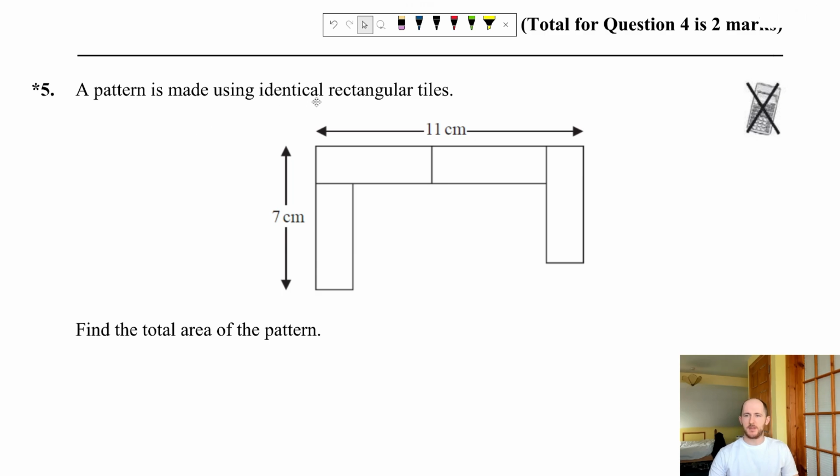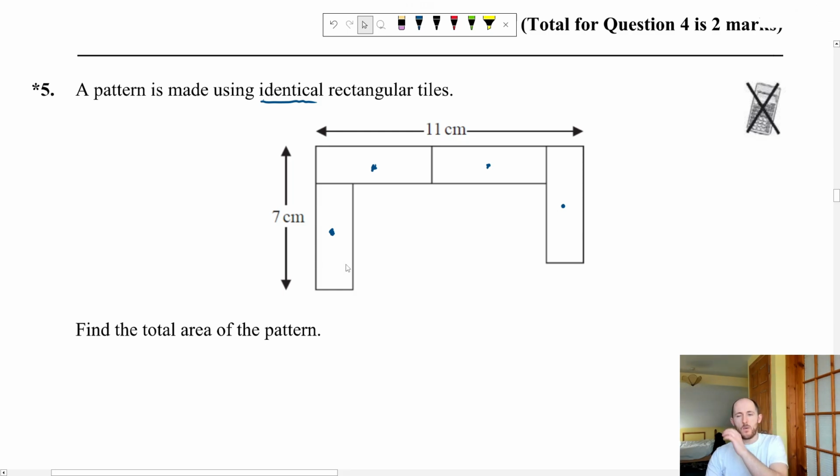The pattern is made using identical rectangular tiles, not triangles. Find the total area of the pattern. So again, identifying the key points here is these are identical. So that means each of these rectangles is exactly the same size. Now if you want to work out the area of the pattern, can you see all you would have to do is find the area of one rectangle and multiply it by 1, 2, 3, 4. So it's just 4 times the area of one rectangle.